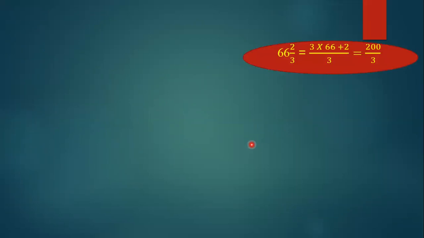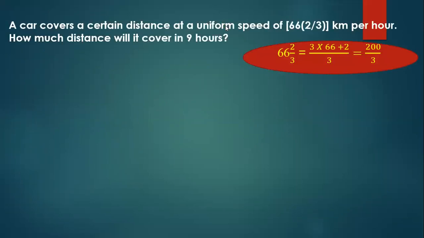All right. So the first word problem is: a car covers a certain distance at a uniform speed of 66 2 by 3 kilometer per hour. What is the speed in 1 hour? It is 66 2 by 3. Children, I see a mixed fraction here, and my habit is as soon as I see a mixed fraction in the question, I try to convert it into an improper fraction. All right. So what is the very first thing that we are going to do? We are going to convert 66 2 by 3 into an improper fraction.